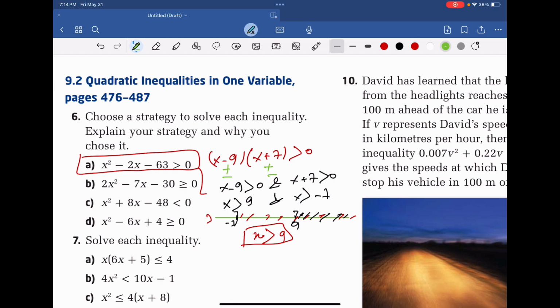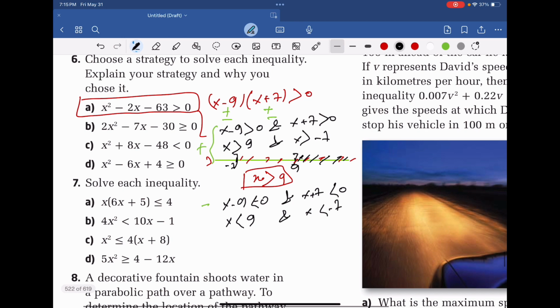The other case is when both of them are positive. The other answer is when both of them are negative. This means x minus 9 is negative and x minus 7 is negative, so x is less than 9 and x is less than minus 7.